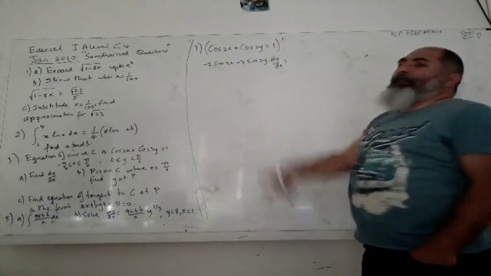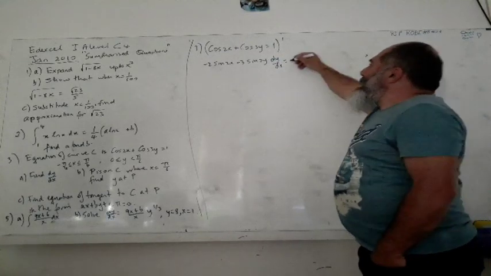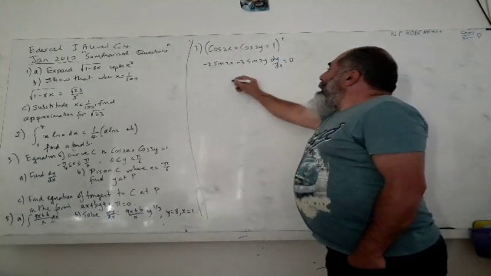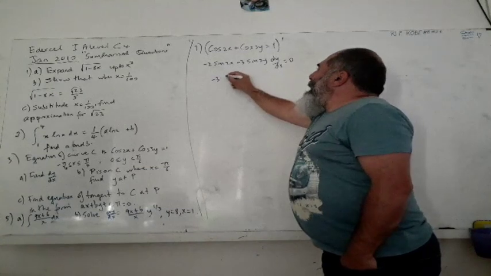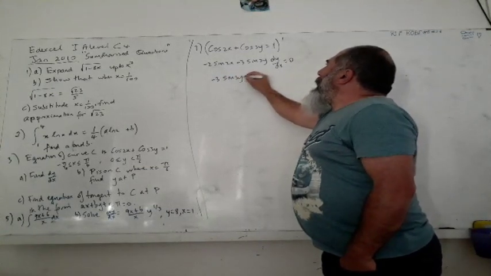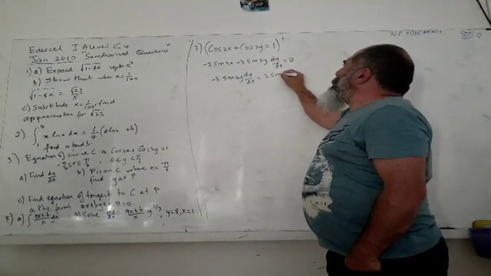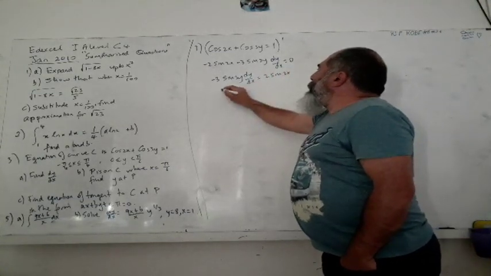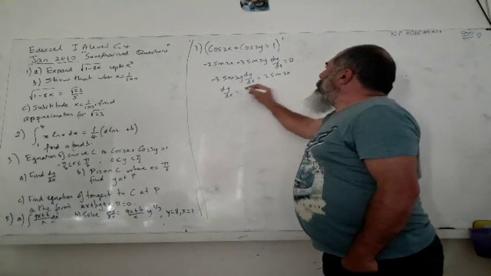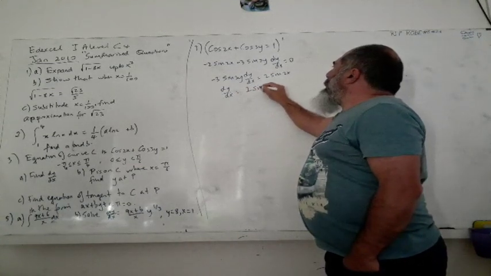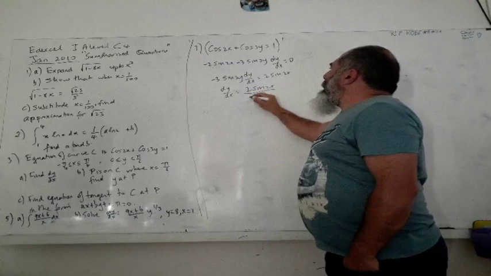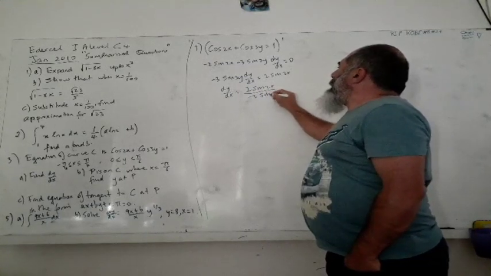And what is the derivative of 1? It is 0. So minus 3 sine 3y dy over dx is equal to 2 sine 2x. So dy over dx is equal to 2 sine 2x over minus 3 sine 3y.